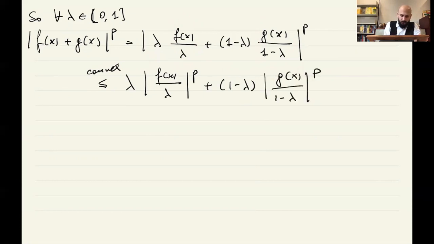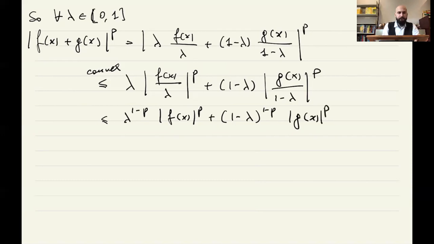Now of course we can put lambda outside the p power. Lambda is positive, and 1 - lambda is positive, so what we get is lambda^(1-p) times |f(x)|^p plus (1 - lambda)^(1-p) times |g(x)|^p. Okay, now let's integrate.